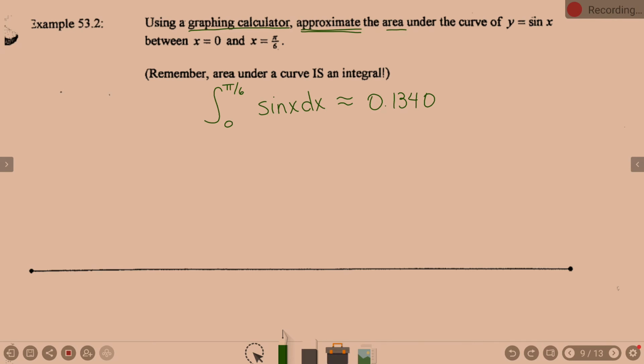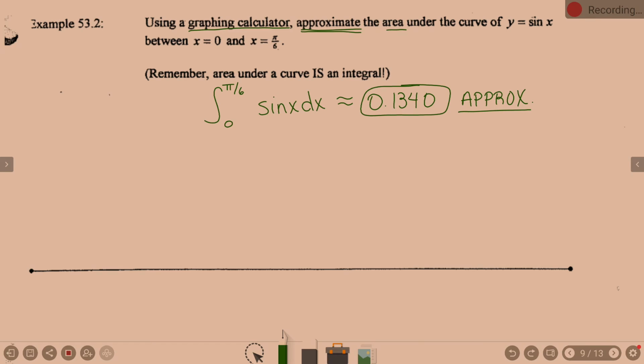0.1340. And is that an approximate answer? Yes. It is, isn't it? It's an approximate answer. It's a decimal. And it's a decimal you had to round, correct? So that is definitely an approximate answer.